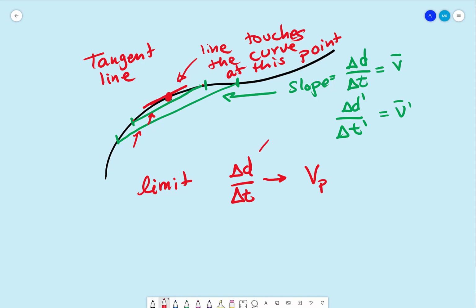And to do that, we have to take our delta d to become smaller and smaller, as well as our delta t to get smaller. So we're taking averages that are getting closer and closer to the actual point. Now, in this curve, we don't have numbers, so we can't actually solve it. But let's look at an example where we can actually calculate this.